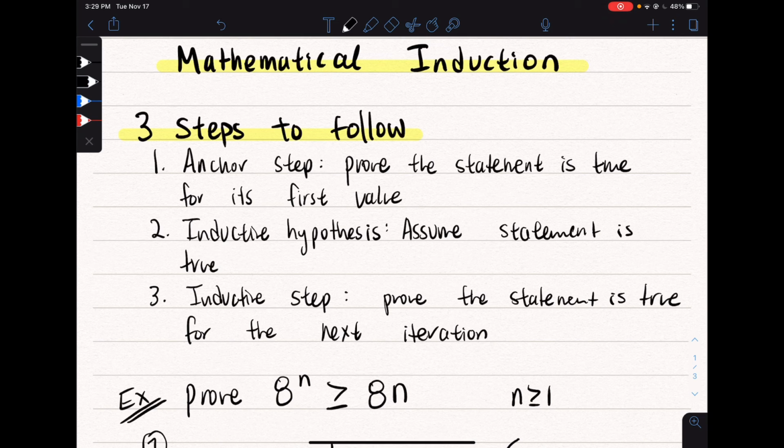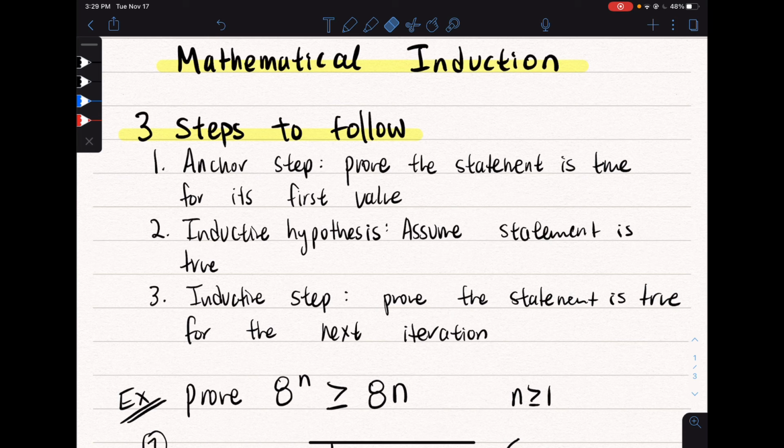Today we're going to do some examples on mathematical induction. The first thing that you want to notice is that there's 3 steps to follow for mathematical induction. The first one is the anchor step, prove that the statement is true for its first value. The second is the inductive hypothesis, assume the statement is true. And the third step is the actual inductive step, prove the statement is true for the next iteration.